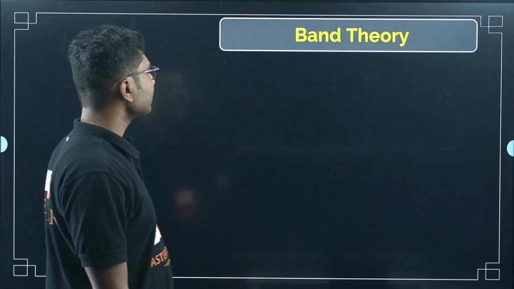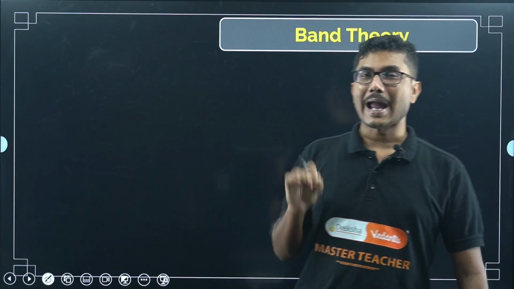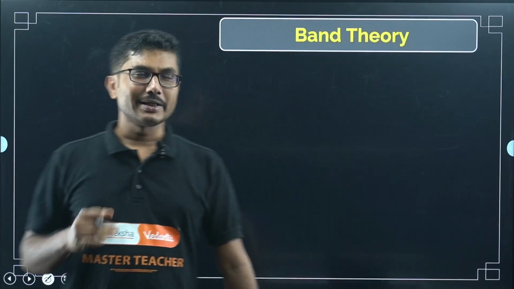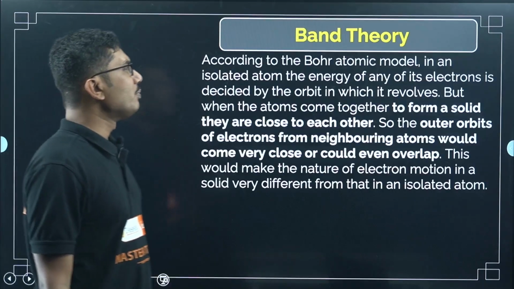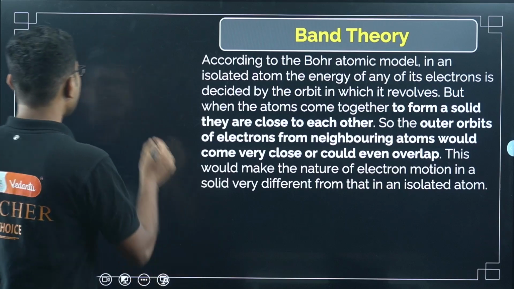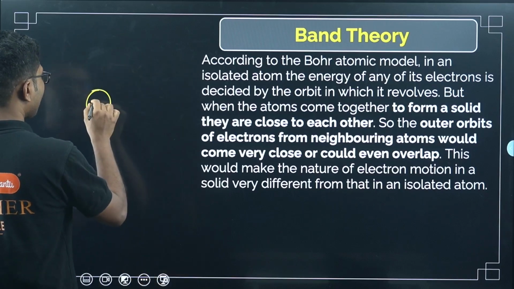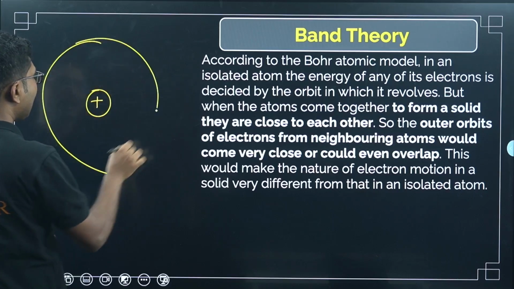Now let's look into a completely new thing called band theory. Okay, band theory is very interesting. So let's start the journey. According to Bohr's atomic model, so we have learned Bohr atomic model. What is Bohr atomic model? There was a nucleus, positively charged nucleus, and electrons are orbiting around it.